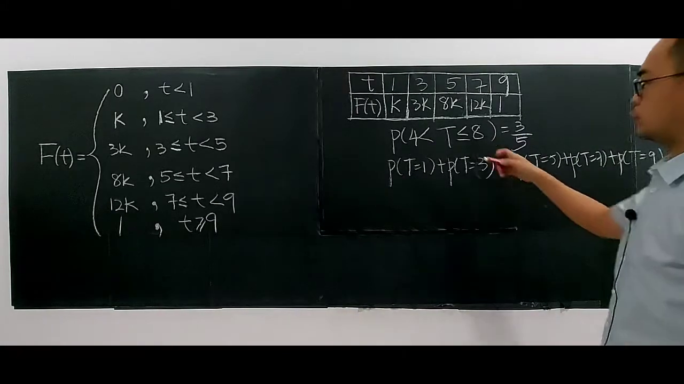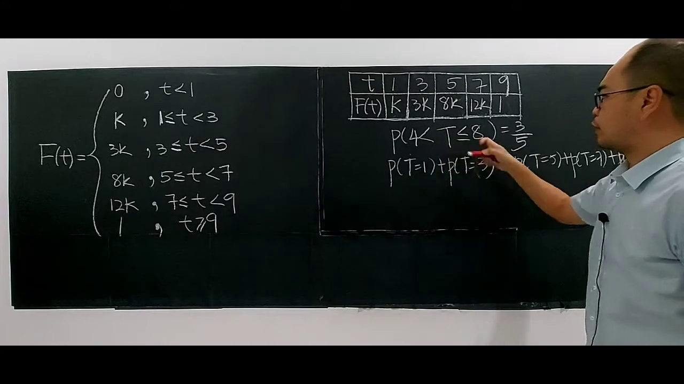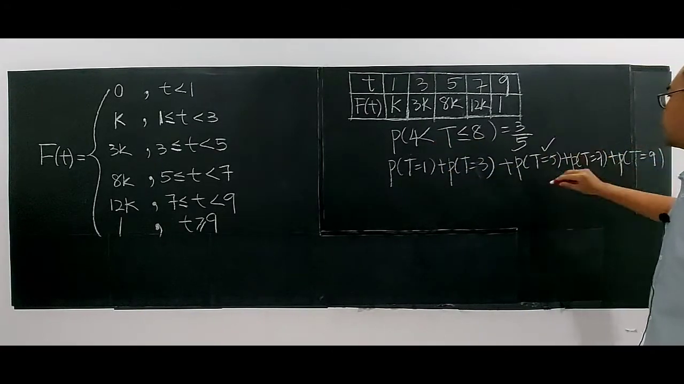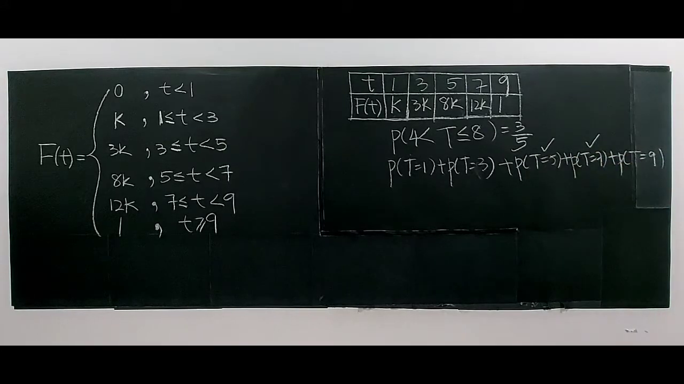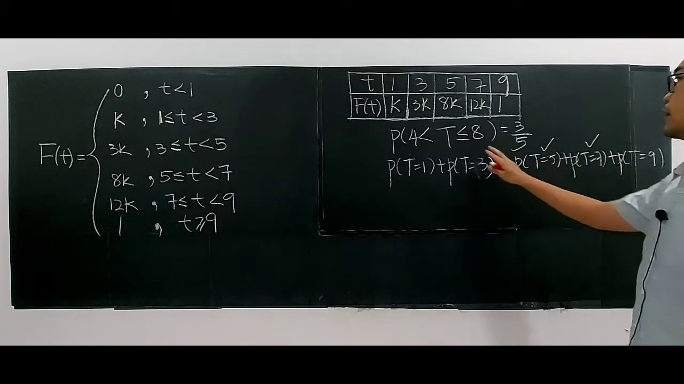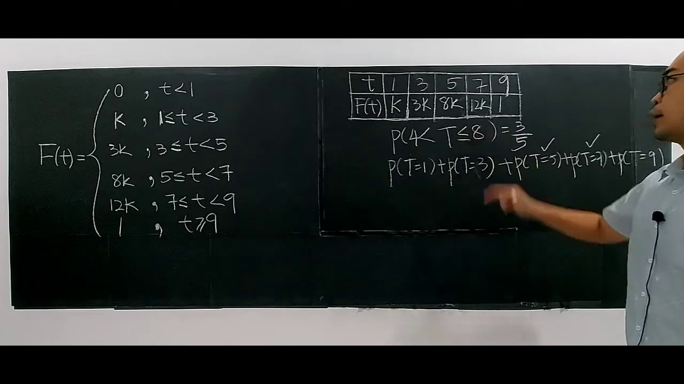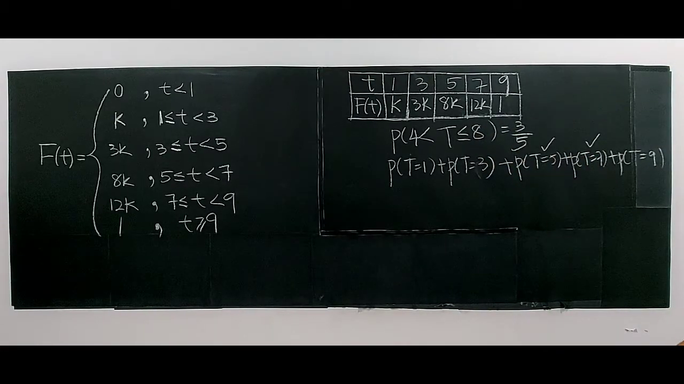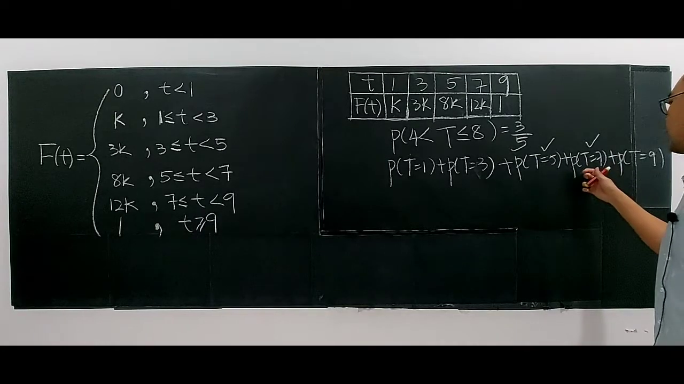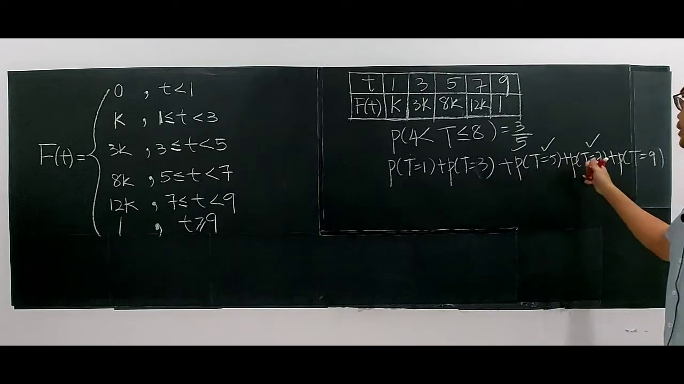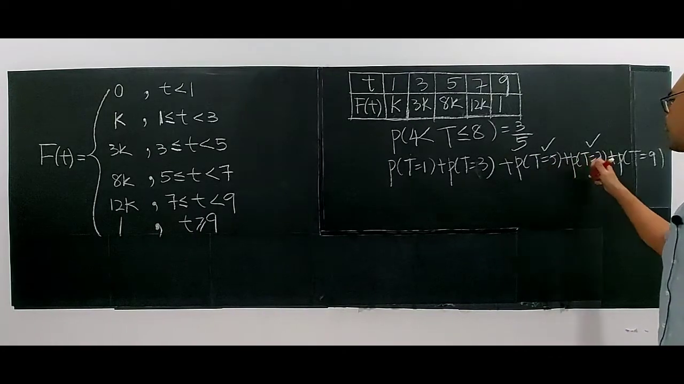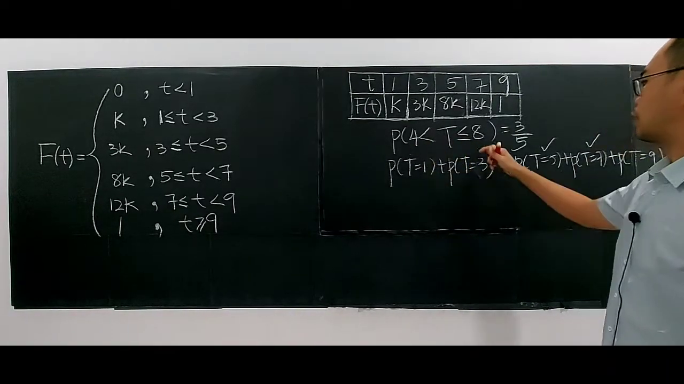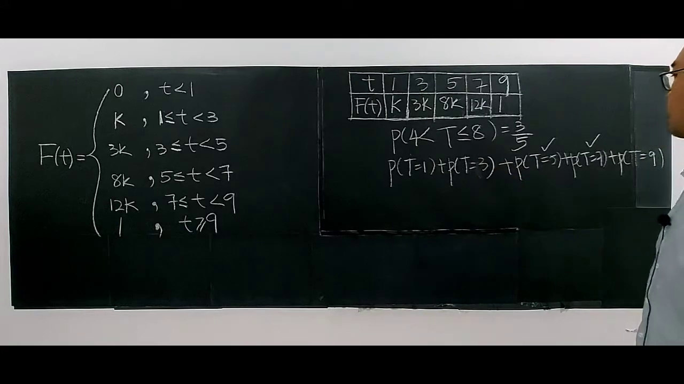So which is the one? Between 4 and 8, it cannot be 4. It must be 5 and 7, right? So that means t is less than or equal to 8, but there is no value of 8 here. So it means 7 and 5. They just want the values of 5 and 7. Anything between here cannot be 4, cannot be 8.